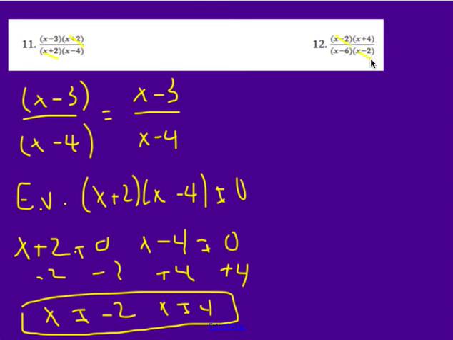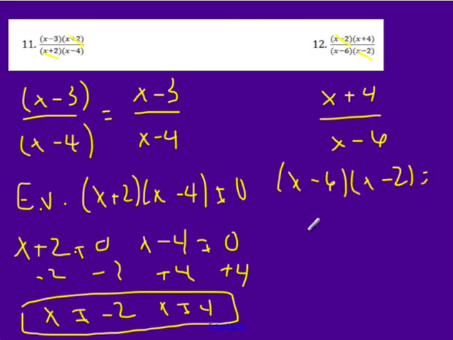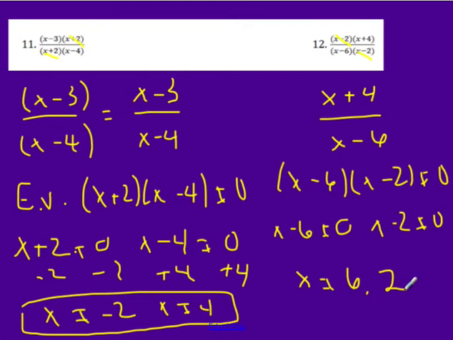Same thing for number 12. I'm going to cancel out those x minus 2's. And then left on top, I just have x plus 4 divided by x minus 6. Again, I don't need those parentheses because I'm not multiplying. Then I want to take my original denominator and set it equal to 0. So x minus 6 and x minus 2 cannot be equal to 0. So x minus 6 cannot be equal to 0, and x minus 2 cannot be equal to 0. So then I get that x cannot be 6 or 2 when you add those two over to the other side.